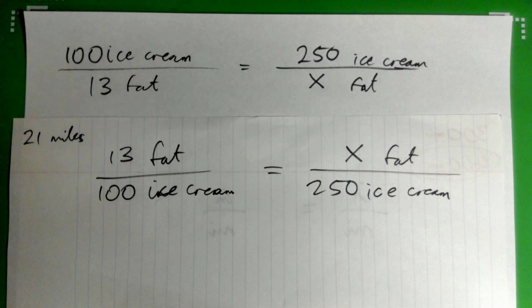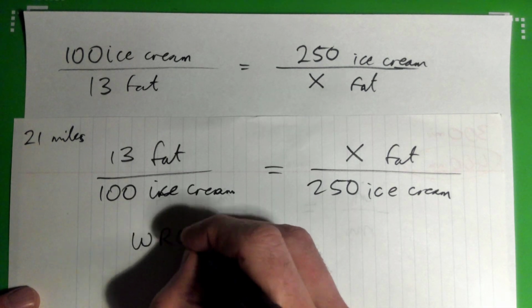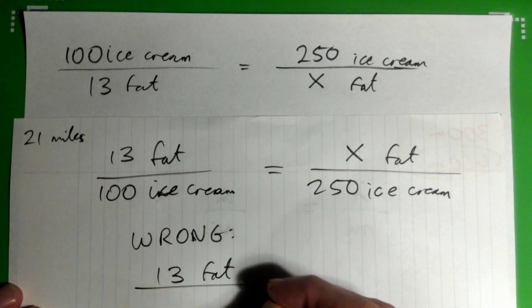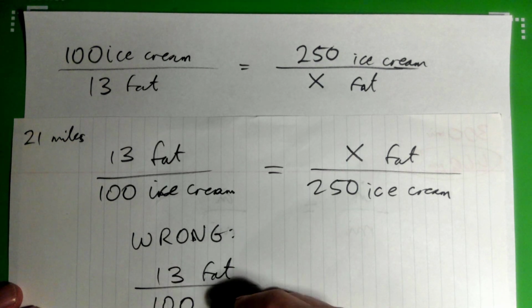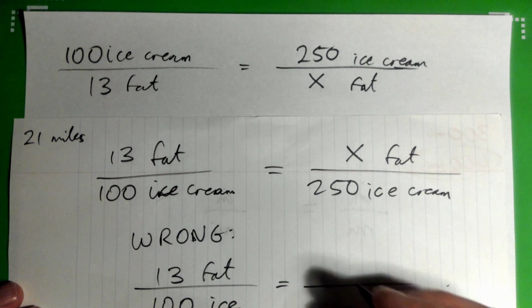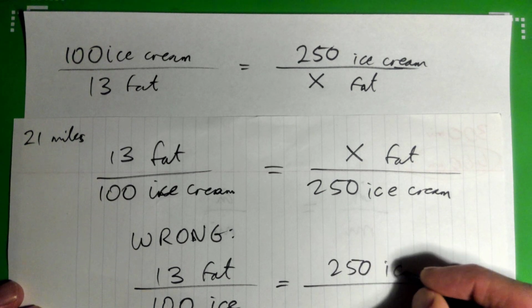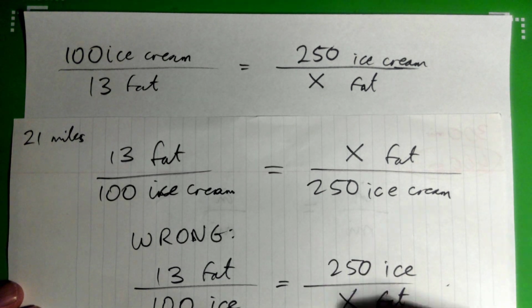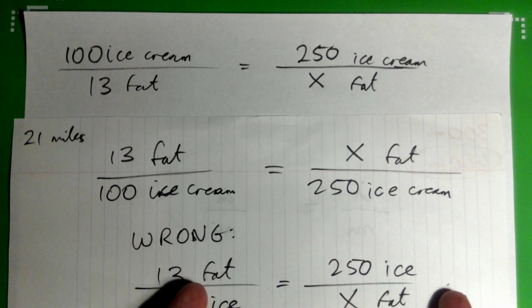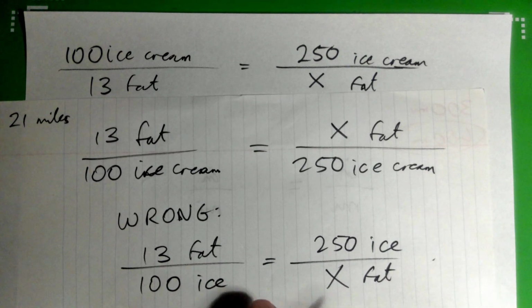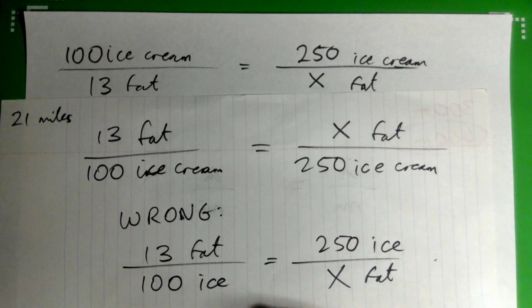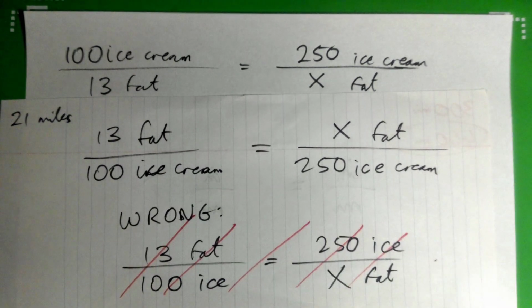Let me show you a wrong way. What if you did 13 over 100, ice cream, and put the 250 up here and the fat down here? See how this doesn't make sense? These fractions are supposed to be the same. You can't have fat over ice cream here and ice cream over fat there. They're not the same thing, so something like that is not going to work.